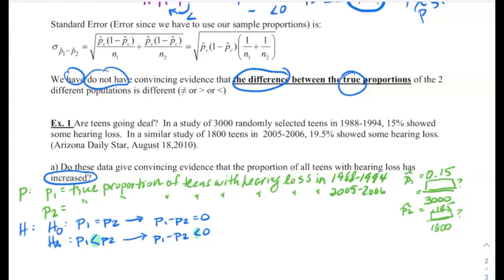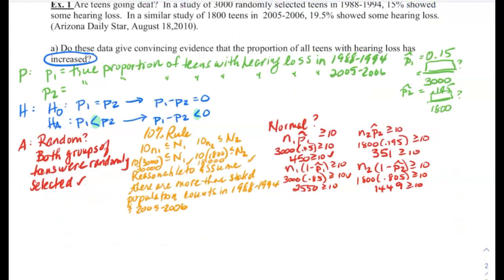All right, let's go do the assumptions. All right, so here's all the assumptions written out. So for random, I'm saying both groups are randomly selected. For the 10% group, I have to check both populations. So the first one has the 3,000, the next one has the 1,800. And then at the end, I said it's reasonable to assume that there are more than the stated population counts in the 1988 to 1994 and the 2005 to 2006 populations.